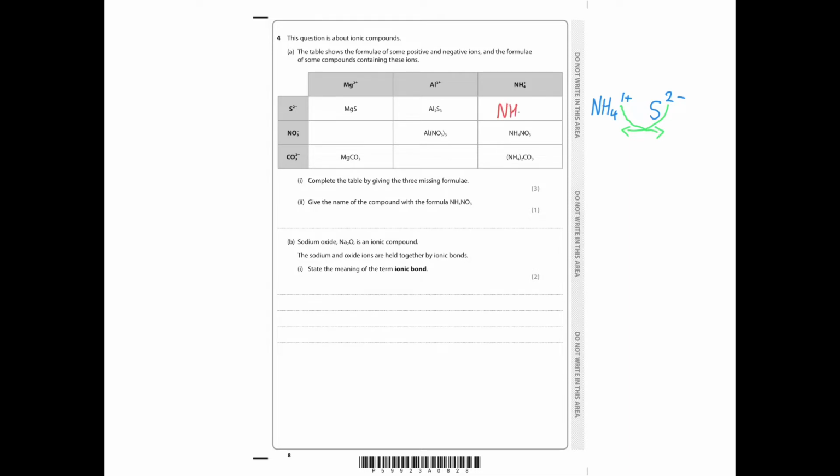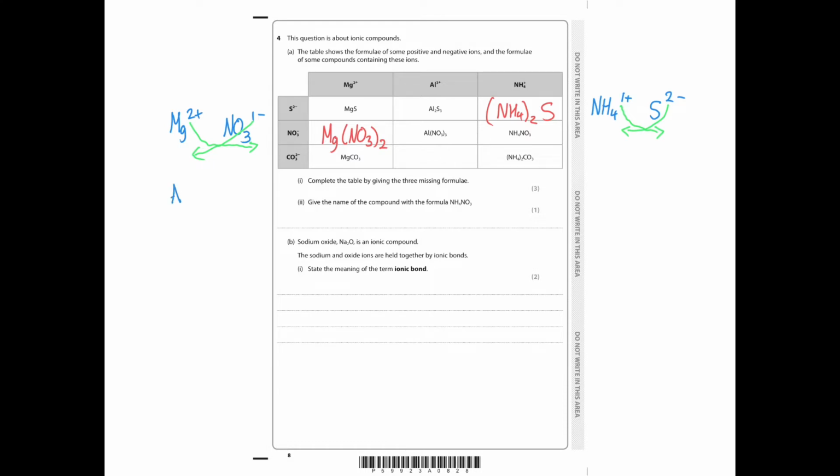This gives us (NH4)2S1. As there is only one S, I do not need to write the 1. I can repeat this for Mg2+ and NO3 1-. If I drop and cross the numbers, I end up with Mg(NO3)2.